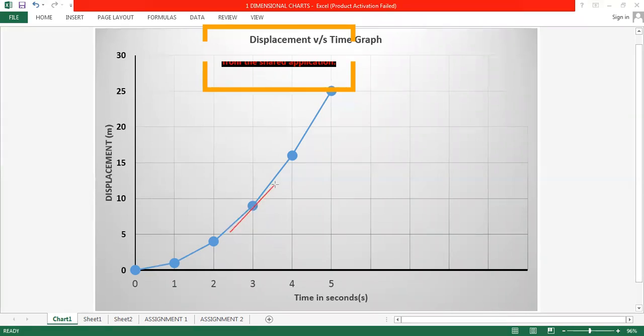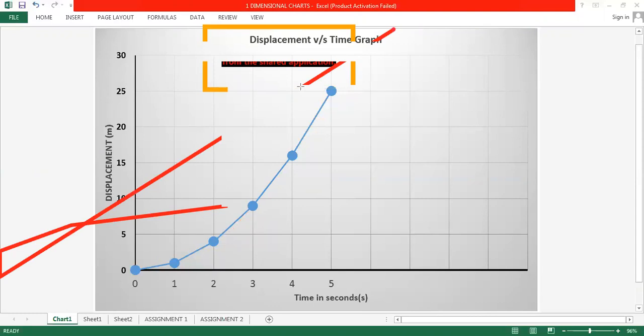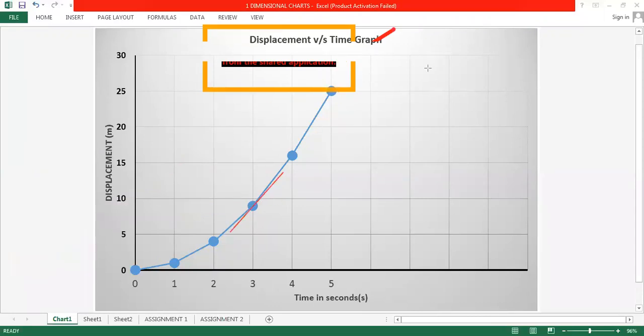See, if I draw a tangent, this is my tangent. So we have to draw a tangent to that curve, and then find the slope of this tangent. After finding the slope, you will find the instantaneous velocity.